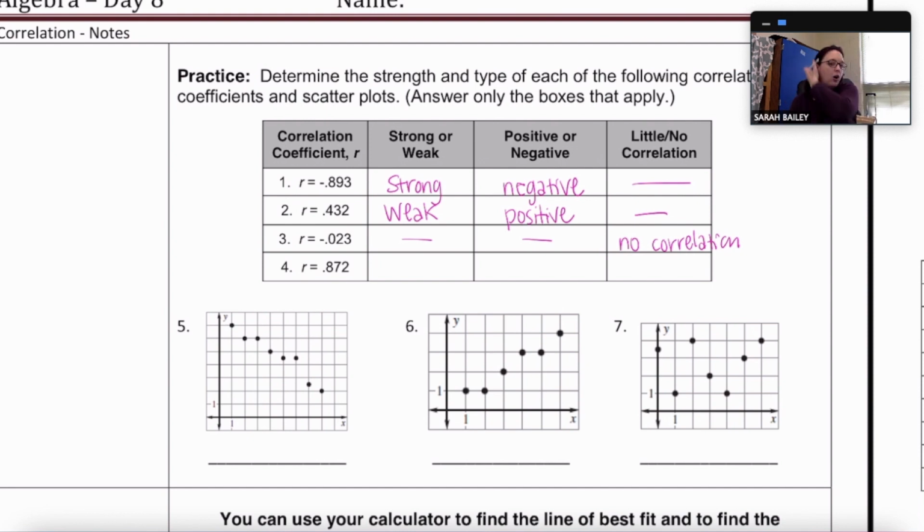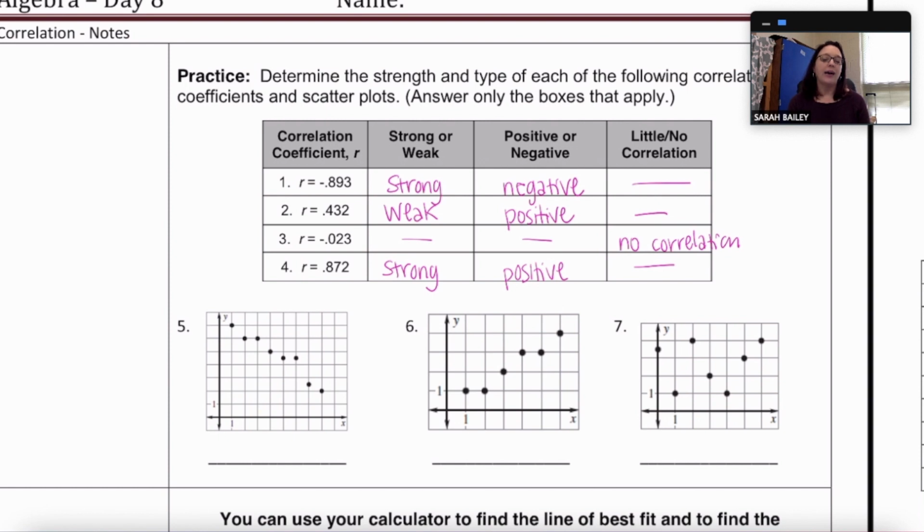Number 4, R equals 0.872. That's really close to 1, so we would say that's another strong. And it's pretty close to 1, so I would say it's positive also. And we don't need to answer the part about little or no correlation. So we put a line there.